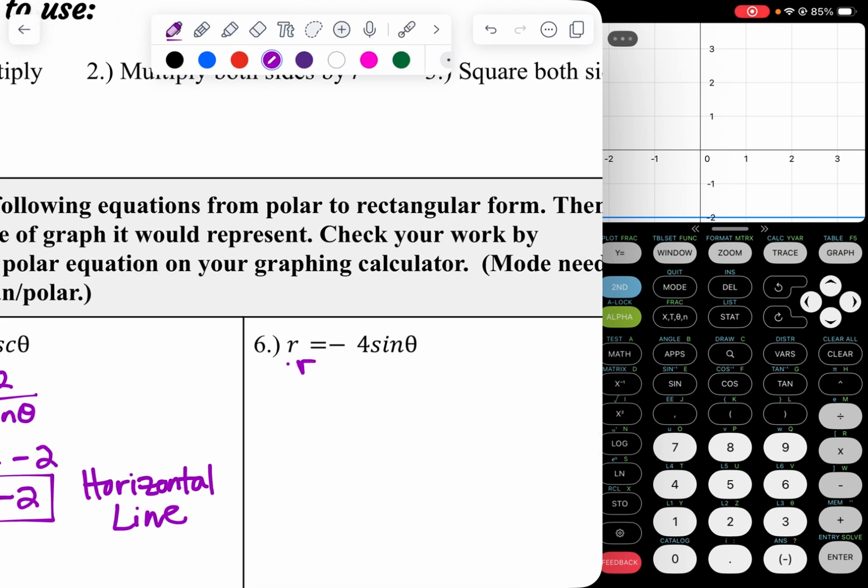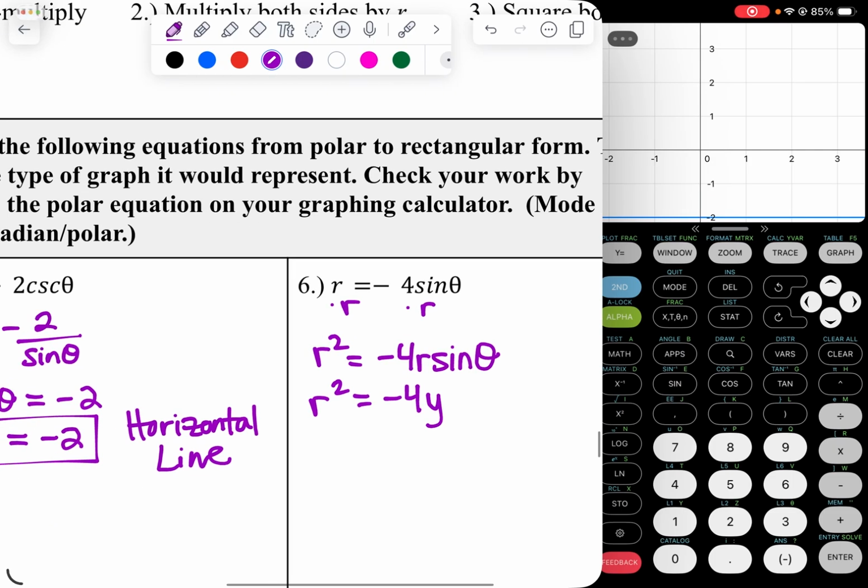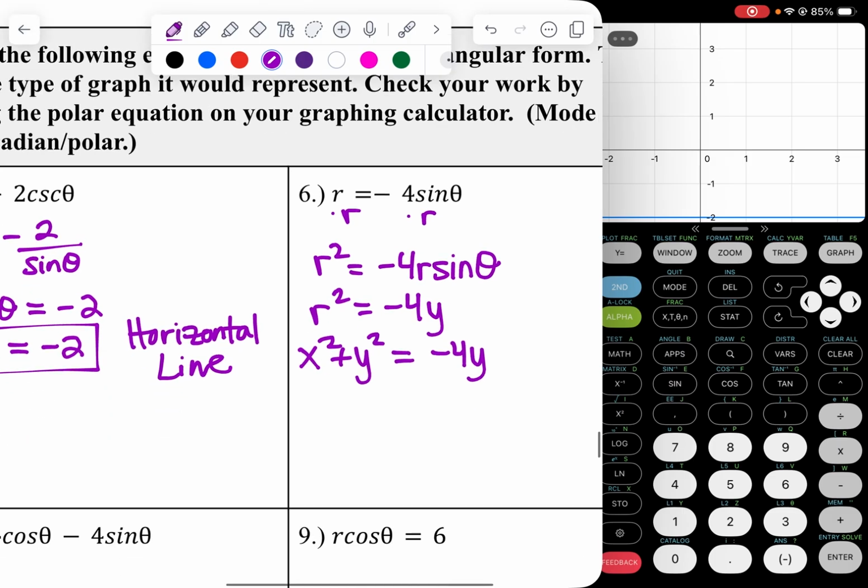So if I multiply both sides by r, we get r squared equals negative 4 times r times the sine of theta. And we know that r times the sine of theta equals y. So we've got negative 4y. And on the left side, we know x squared plus y squared equals r squared. So we can replace the r squared with x squared plus y squared. And so we can see we're ending up with a circle, but let's get this into the graphing form or the standard form for the circle. So let's move that negative 4y over to the left-hand side.